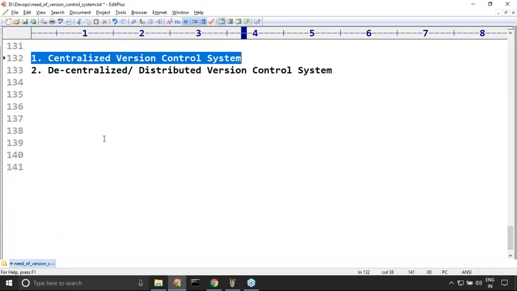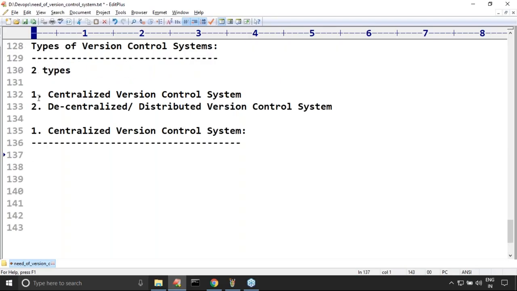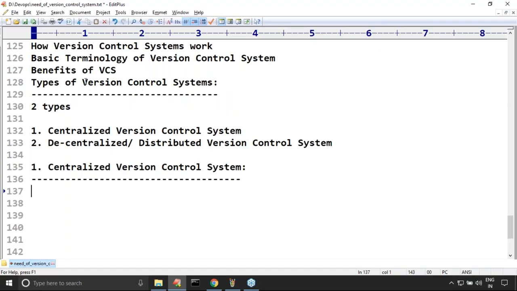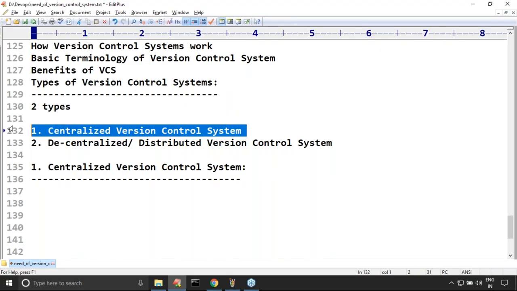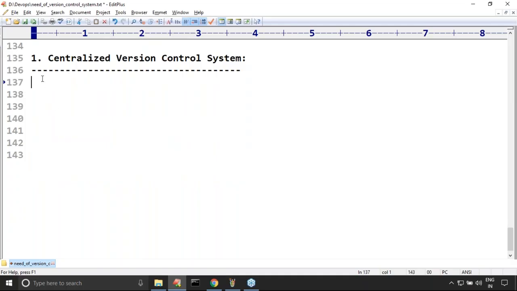Now let me go for the first one, the centralized version control system. Can I go further? Any doubt? Please confirm. How many types of version control systems are there? Two types. The first category is centralized, the second category is decentralized or distributed. What is the working style, how do they function, what problems and what positives are there? We have to perform a post-mortem.